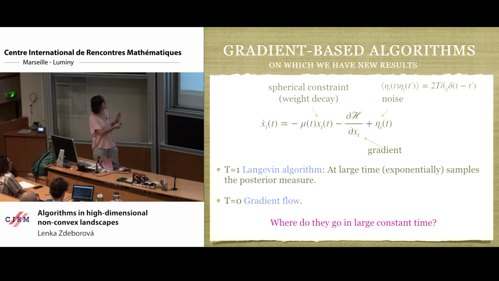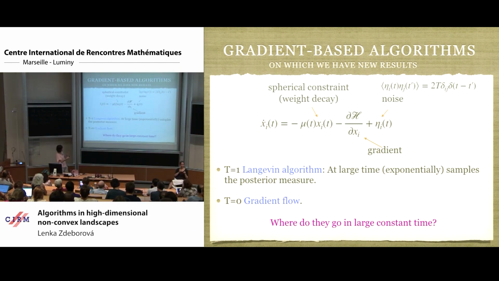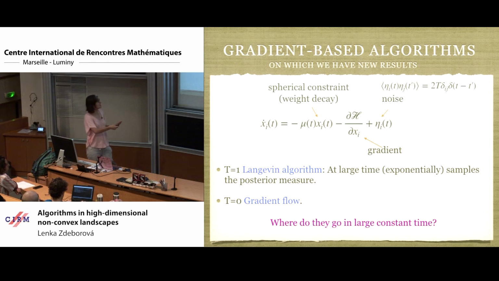And for the gradient flow, this t here is 0, so there is no noise. And the other version will be this Langevin algorithm, where you put a noise of a given variance that is proportional to what in physics is the temperature. And if you set it this way, the Langevin algorithm has this nice property that you can prove that at large times, but unfortunately in the worst case exponentially large times, this algorithm will be sampling the posterior measure.